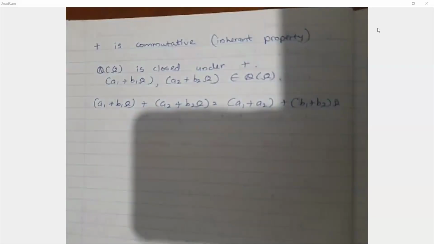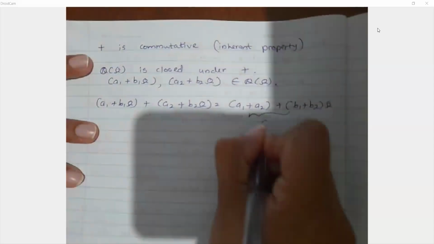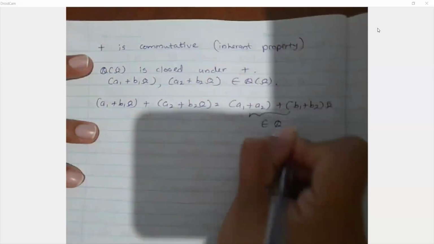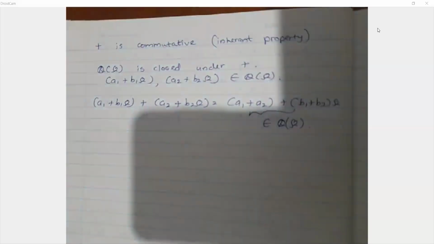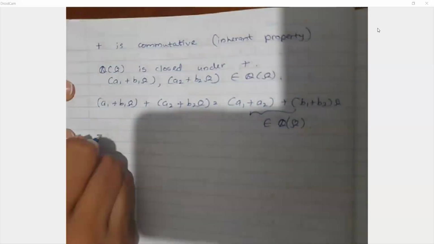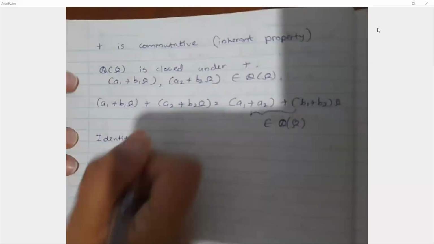That means A1 plus A2 is a rational number, B1 plus B2 is a rational number. You have a rational number plus a rational number times root 2. This is an element in this given set. Therefore, it's easy to see it's closed under addition. And the identity of this group is actually 0. It also takes this form.